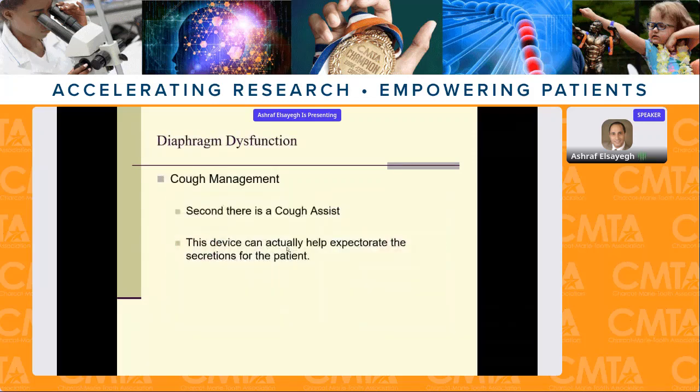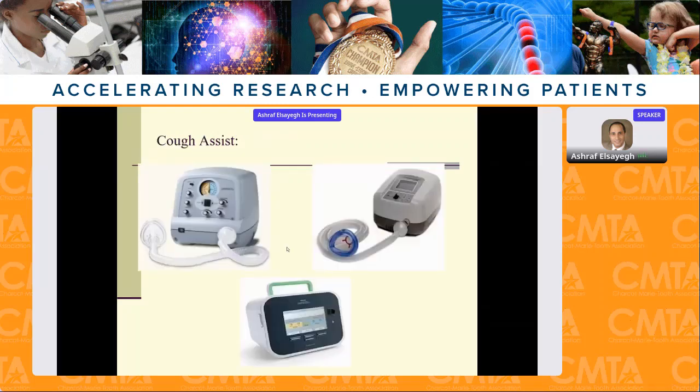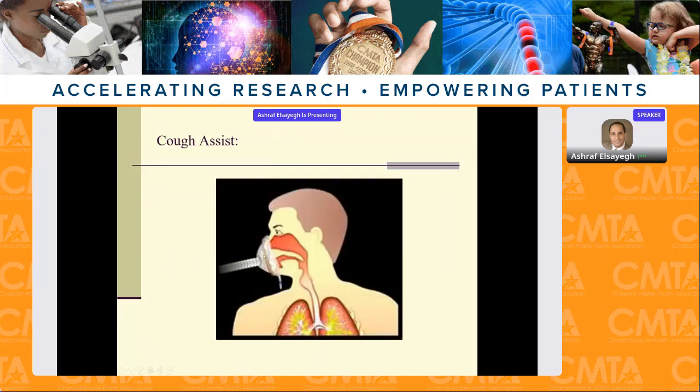Next is what's called the cough assist, and what this does is it helps expectorate the secretions for the patient. For patients that have a weakened cough, something such as the high frequency oscillator, the vest that I just showed you, is a sufficient device. For patients that cannot cough at all, then a cough assist is more beneficial. It looks like this, and it's a mask that you hold to your face, and it gives you a few breaths of high pressure, and then it gives you a very strong negative pressure, and that forces you to cough everything out. Again, I only use this in patients that have absolutely no cough at all, or a very, very weakened cough.